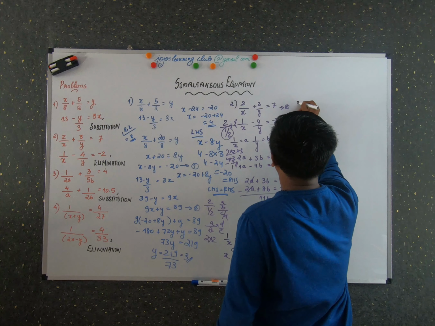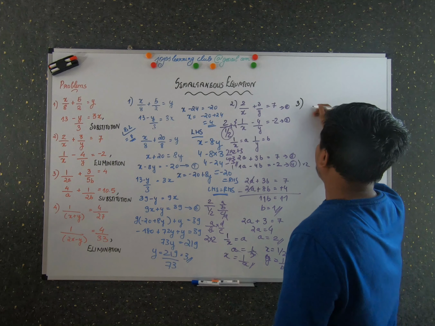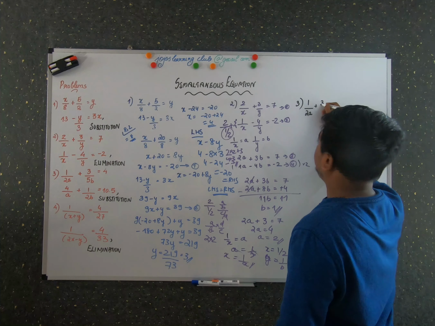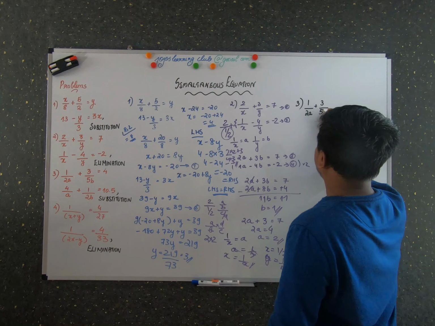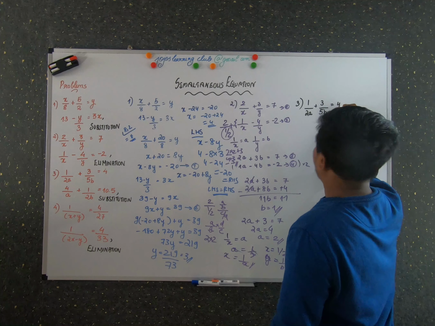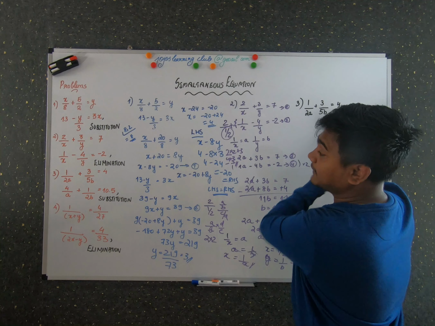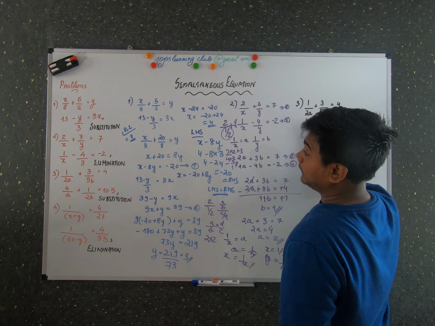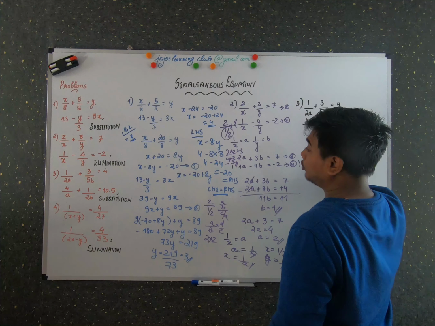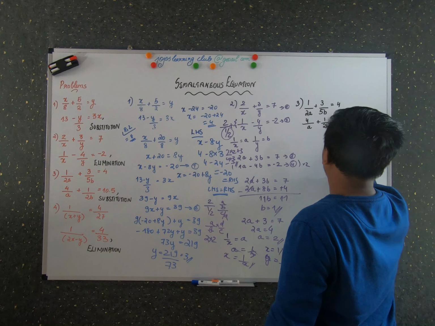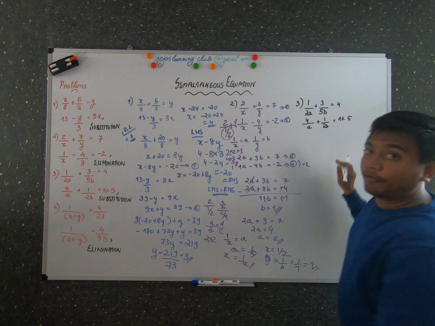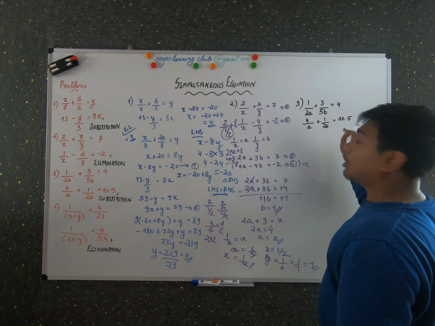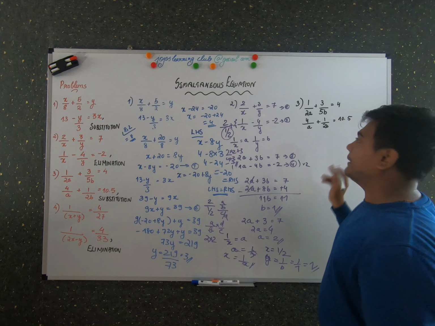Okay. So I'm going to do problem number 3 now. 1 by 2a plus 3 by 5b is equal to 4. And the second equation is 4 by a plus 1 by 2b is equal to 10.5. Now you have similar problems here, but the unknown values are a and b. Now I have to find the values of a and b from this.